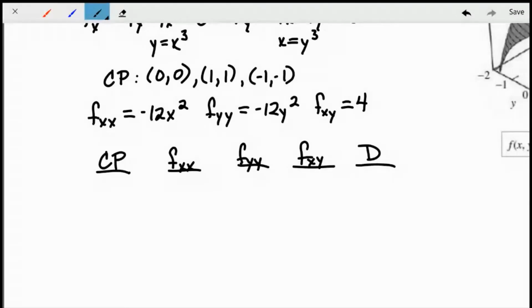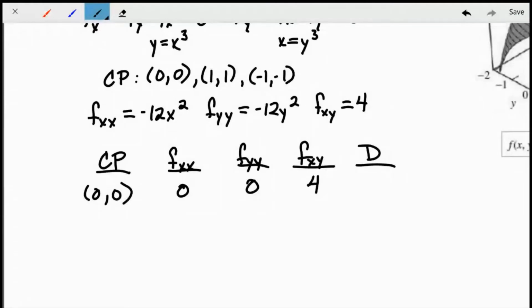But for my first critical point, I'm at the point (0, 0). So then, okay, what is my second x partial? It would be 0. What's my second y partial? Also 0. I know my mixed partial was 4.